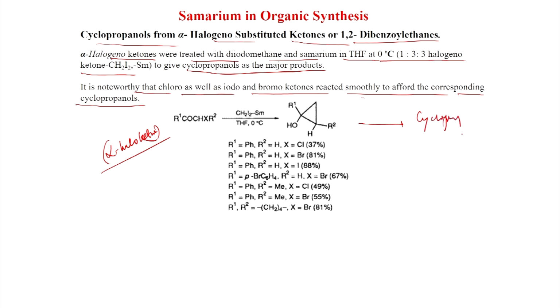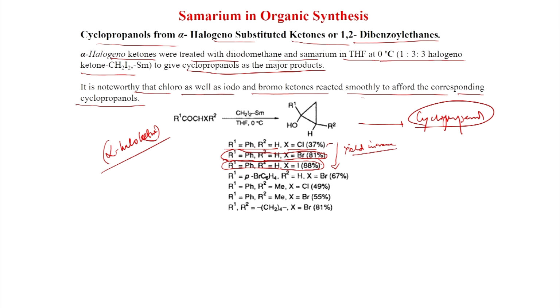So, here the halo reacted first and then you get enolate and then only this is possible. We will see the mechanism details. So, here you can see R1 is equal to Ph, R2 is equal to H, X is equal to Cl, you get 37%, and if it is bromide then you get 81%, and if it is iodide then you get 88%. So, yield increases. So, iodides are the better.